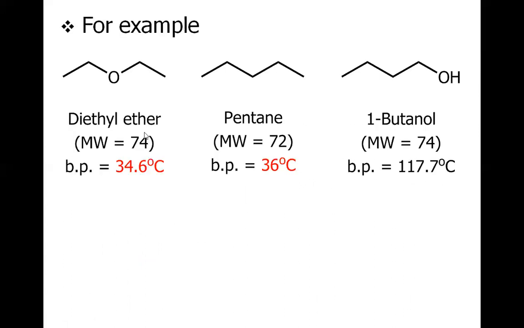This is the example for the boiling point comparison. If you consider the first structure and the second structure, the molecular weights are almost the same, 74 and 72, and the boiling point is also the same. This is the ether and this is the alkane. However, if we replace the ether with the alcohol, the other isomer, the boiling point drastically shoots up.